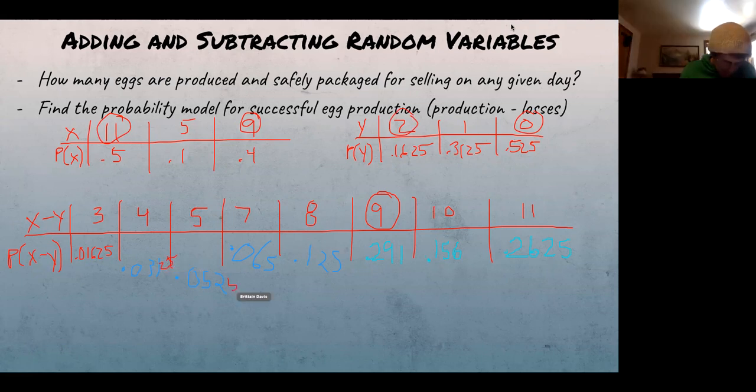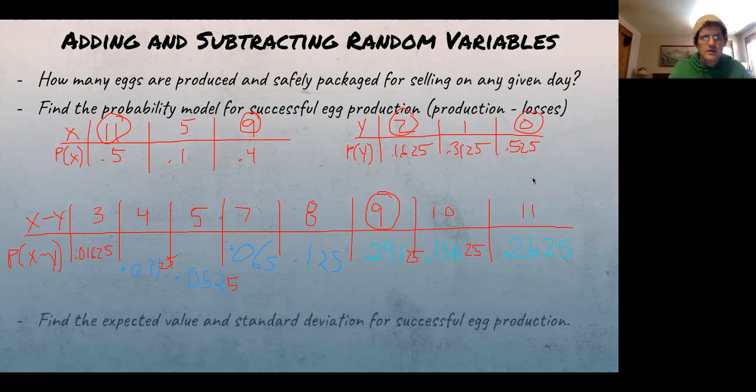So this is 0.525, that's 0.6. Okay, that one, number 7 is good. Number 8 is good. So I just got 2.5 added to the end of that one. And then that's also 2.5 right here. And that last one is good. Okay, so if you have this probability model, this is going to take a little bit longer to put into your calculator, but now you have one more probability distribution you can put in, and you can find the expected value and the standard deviation for successful egg production.